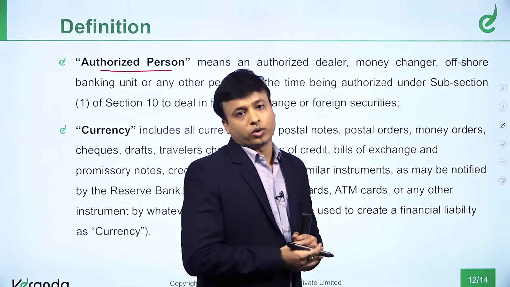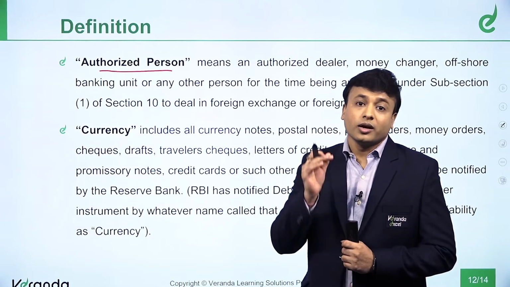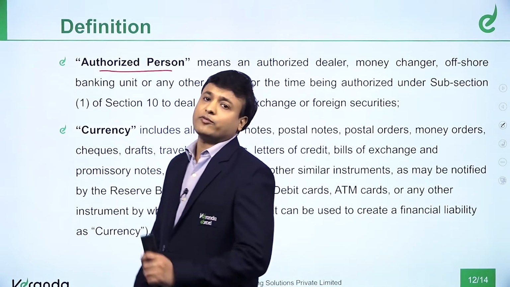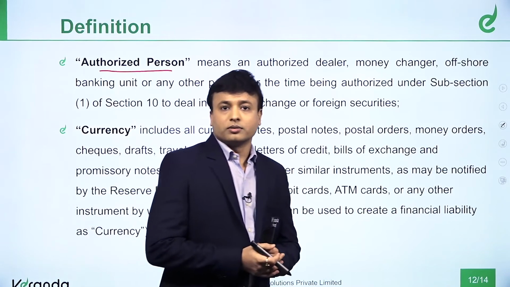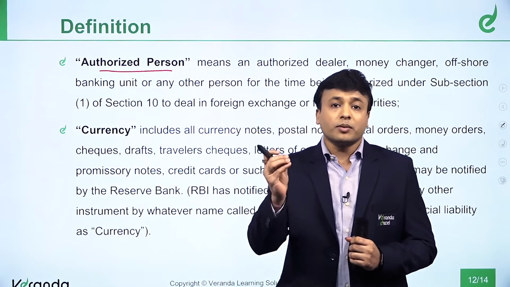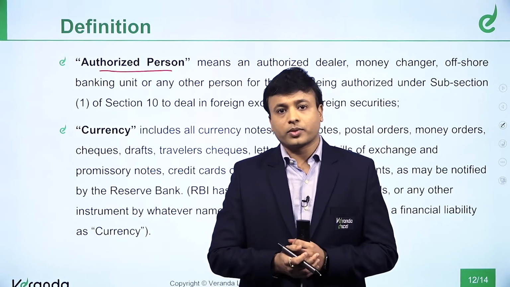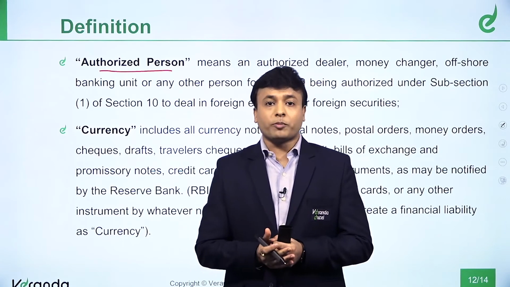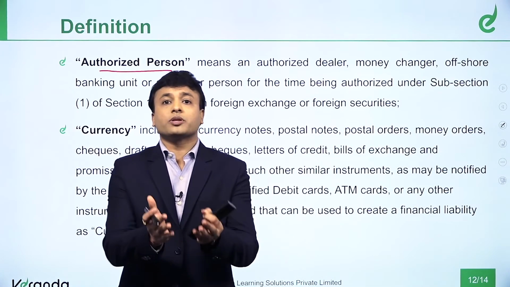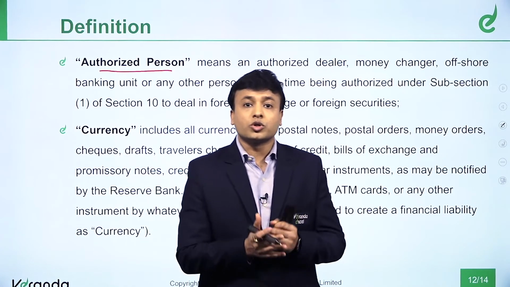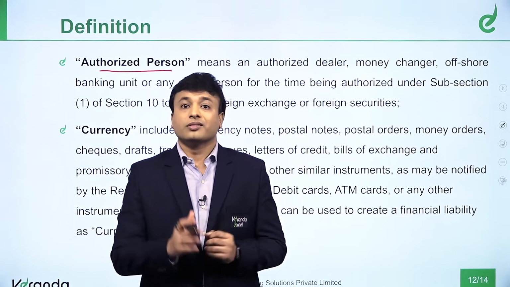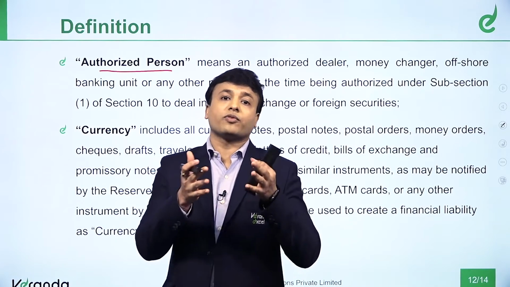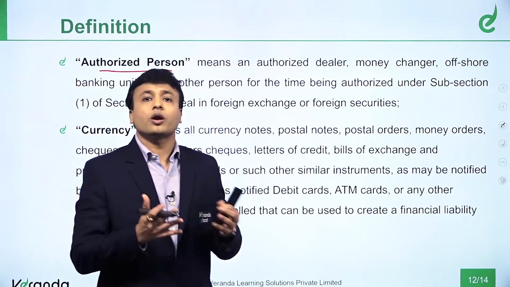The most frequent words you will be listening to in this FEMA chapter are authorized person and currency. Now, who is an authorized person? Say, for example, you want to travel to London and you need some currency to spend in London. How will you get it? Will you go and stand at the doors of the Reserve Bank of India and tell the governor, please give me 1000 GBP, please give me 1000 US dollars? This is practically not possible. Just imagine the population of India, and if everybody goes and stands in front of the Reserve Bank of India, how will this work out? It will not work out.